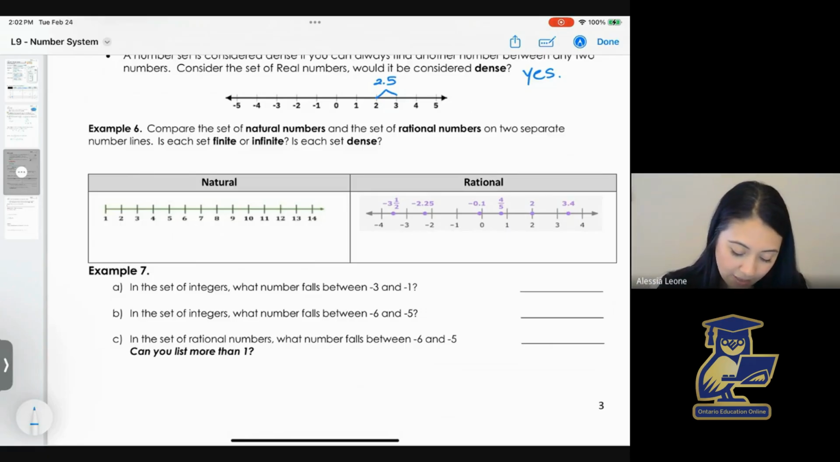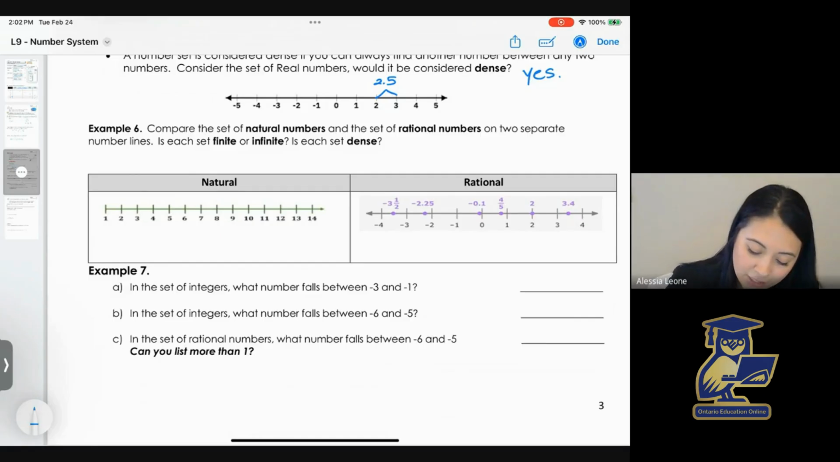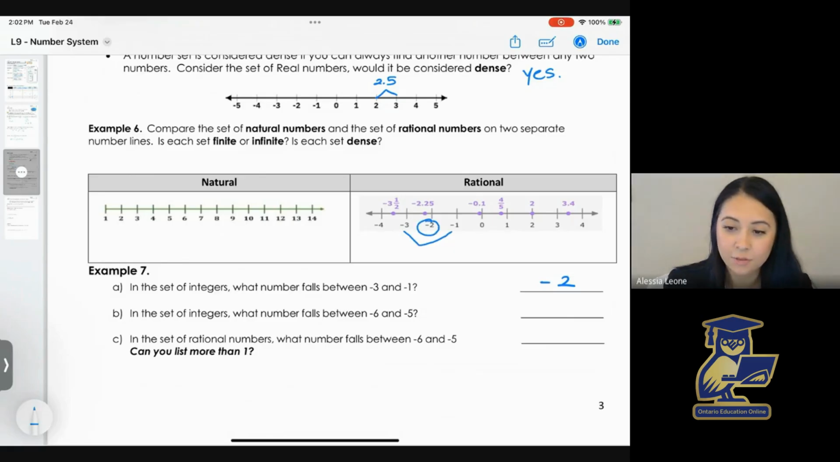In the set of integers, what number falls between -3 and -1? If we look at our number line on the right there, let's go to -3 and -1. What number falls between -3 and -1? The integer in between that is -2. In between -3 and -1, this is what we find, -2.